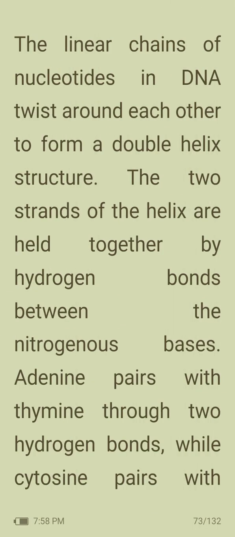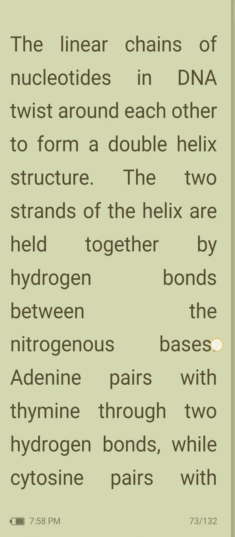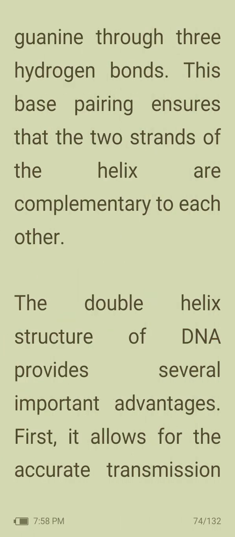The double helix. The linear chains of nucleotides in DNA twist around each other to form a double helix structure. The 2 strands of the helix are held together by hydrogen bonds between the nitrogenous bases. Adenine pairs with thymine through 2 hydrogen bonds, while cytosine pairs with guanine through 3 hydrogen bonds. Adenine to thymine 2 and guanine to cytosine 3. This base pairing is very important, and it ensures that the two strands of the helix are complementary to each other.